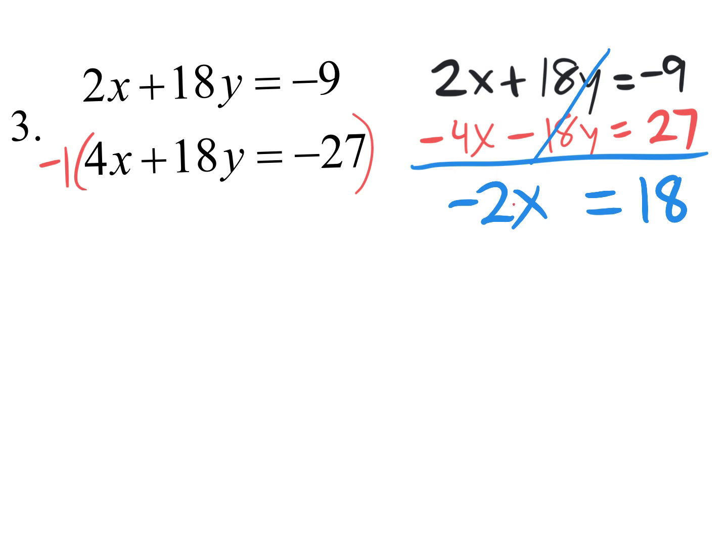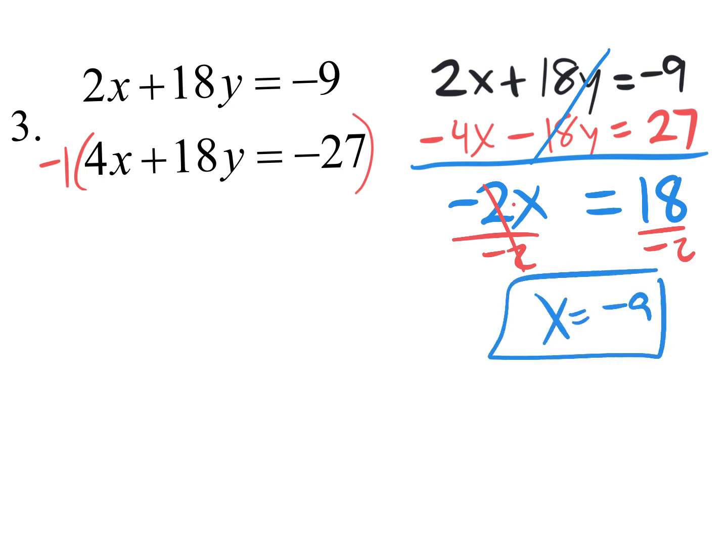Final step, divide by -2 to solve that blue equation. That says -2 times x. So the way to get rid of multiplication of -2 is to divide by -2. What you do to one side, do to the other side, and you will get x equaling -9. That is one answer. You need the other answer, plug it in.